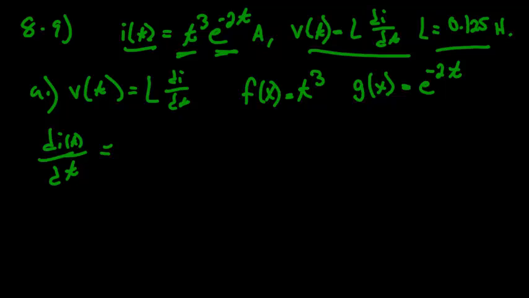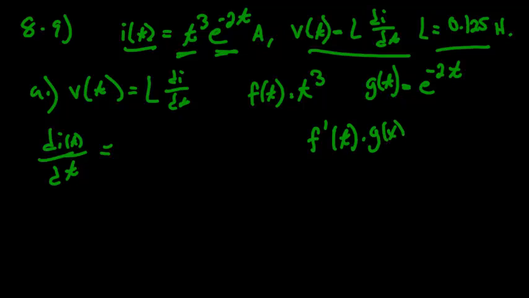Oh, yeah, I'm sorry. Good call. It's a function of t and another function of t. You're right. So the derivative of the product rule says f prime of t times g of t, plus f of t times g prime of t. So doing that, can we figure out what the derivative of i(t) is?